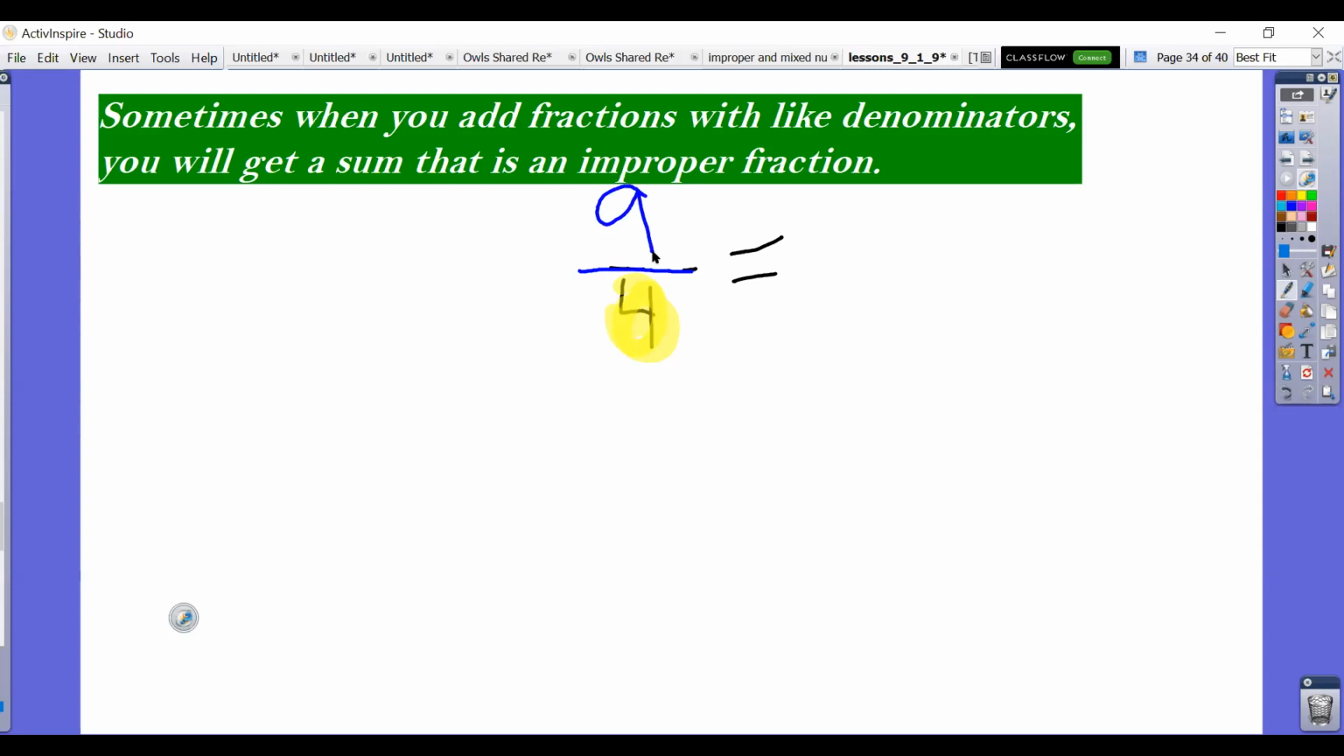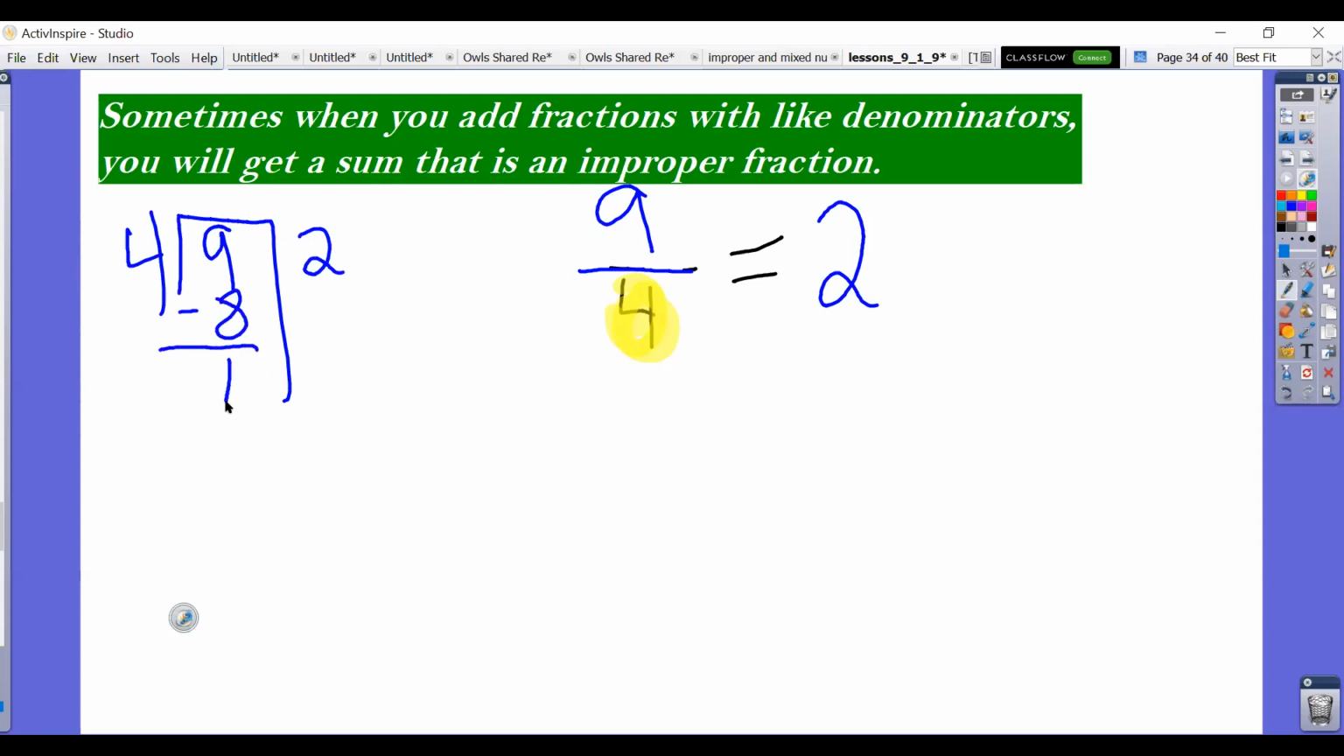Okay, so how many groups of 4 can I pull out of 9? How many times does 4 go into 9? Well, I know 4 goes into 9 twice. Okay, so 4 times 2 gives me 8. And you could even do it this way. You could do your little division on the side, right? How many groups of 4 can I pull out of 9? 2. 4 times 2 gives me 8. Multiply and subtract, and I'm left with the remainder, right? Okay. So now when I go back over here, I'm thinking, okay, 9, how many times does 4 go into 9? You're going to divide. It goes in twice. And then I need to think about my remainder.